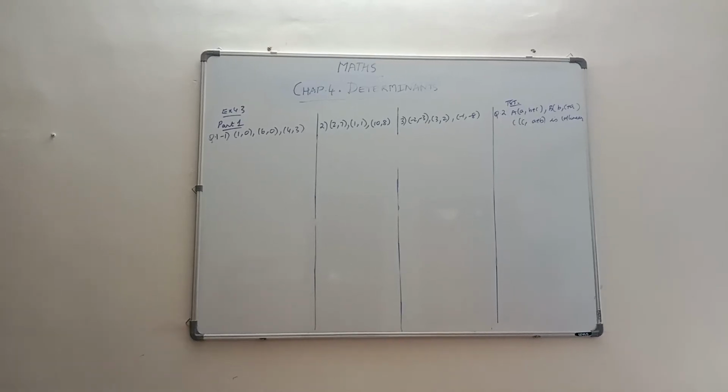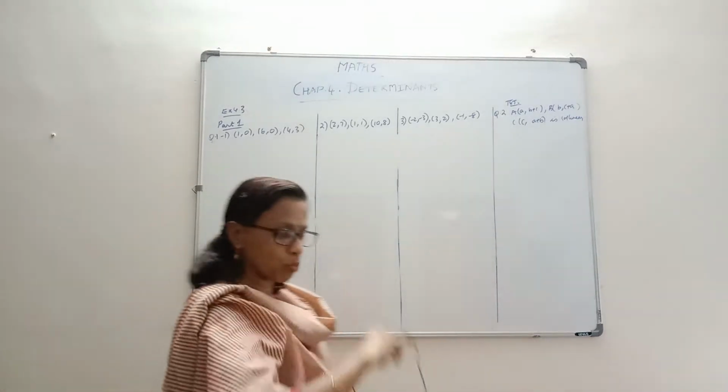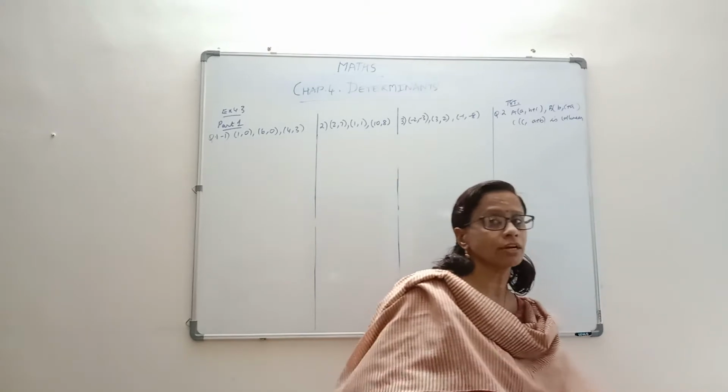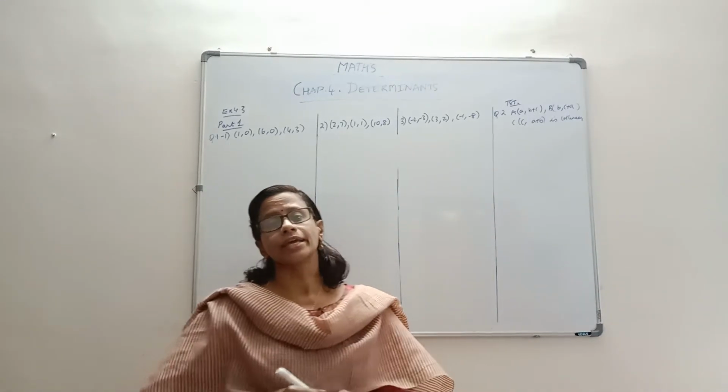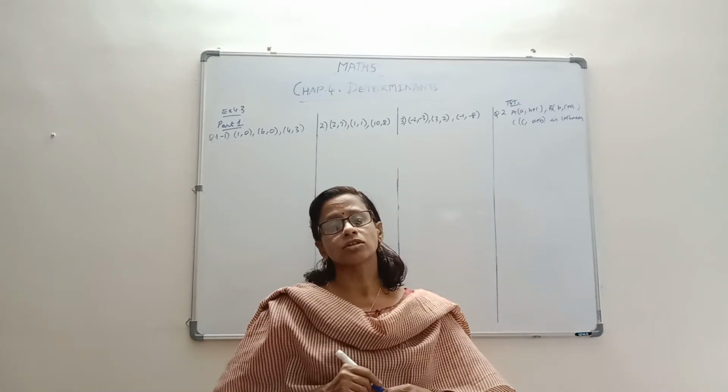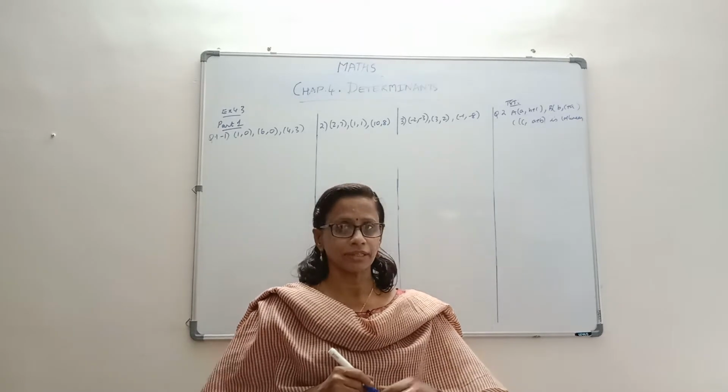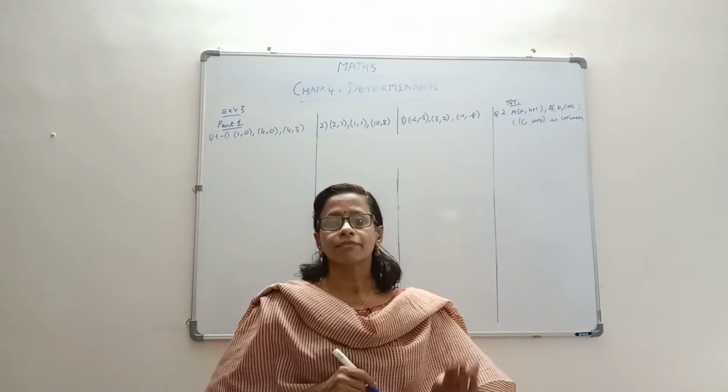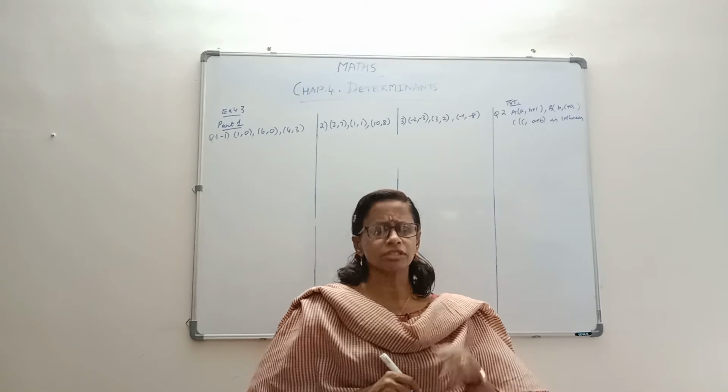Hello folks, we come to the new exercise 4.3, and this is our part 1 video. Here they will give us the coordinates of a triangle. That means 3 coordinates will be given to us, and we have to find the area of the triangle. Now this is nothing new to us.